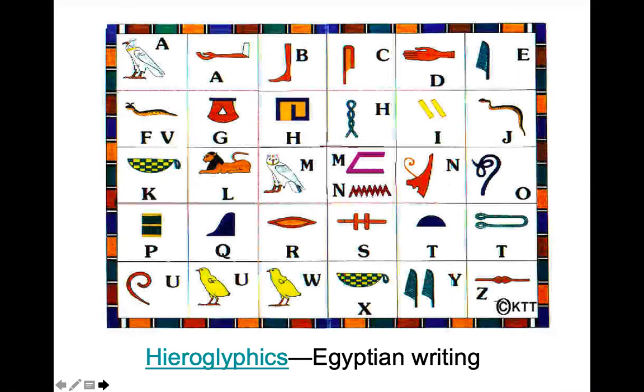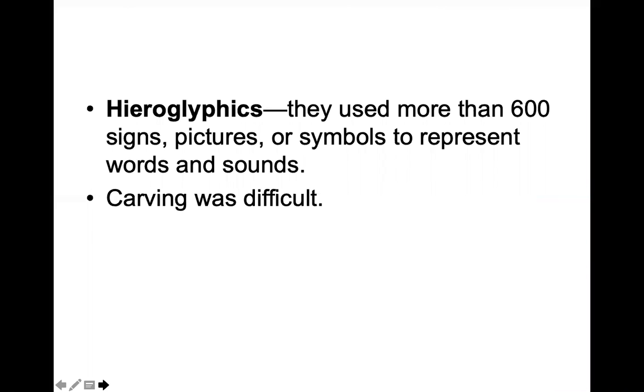Hieroglyphics. Hieroglyphics, something you really need to know. This is their form of writing, something you could write about in your paragraph. They used more than 600 signs, pictures, or symbols to represent words and sounds. Carving them was difficult.